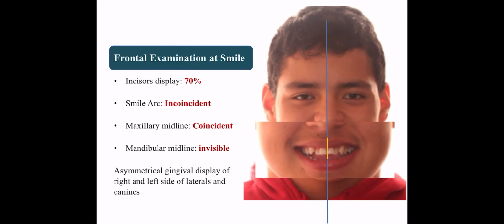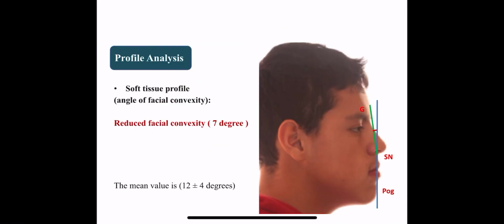Maxillary midline is coincident with the facial midline. Mandibular midline is invisible, and there is some gingival discrepancy in the upper anterior area. Soft tissue profile analysis. He has reduced facial convexity, about 7 degrees. To know this angle, we draw a line from Pogonion crossing subnasal and another line from glabella to subnasal, and we measure the angle between these two lines.